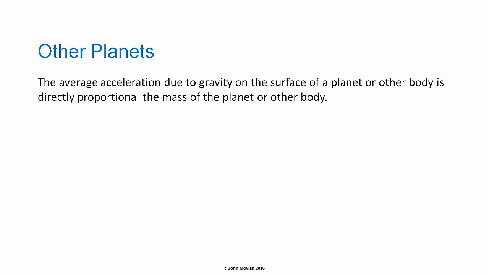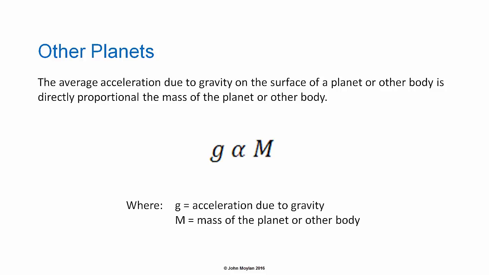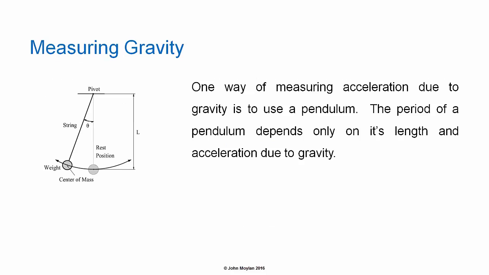Acceleration due to gravity on other planets. The average acceleration due to gravity on the surface of a planet or other body is directly proportional to the mass of the planet or other body. Therefore, we can write g, acceleration due to gravity, is directly proportional to capital M, where capital M is the mass of the planet or other body exerting the gravitational field.